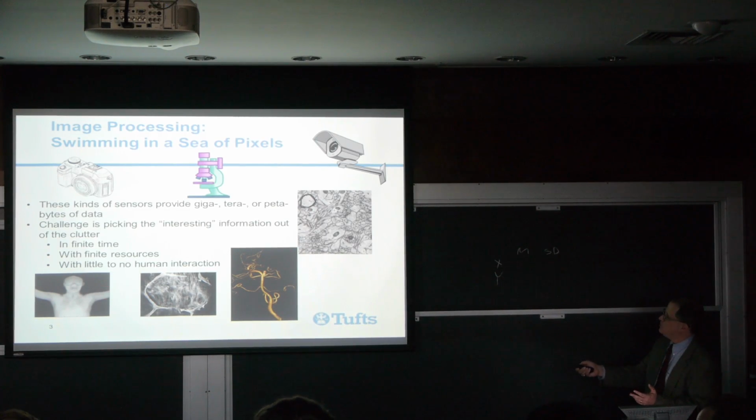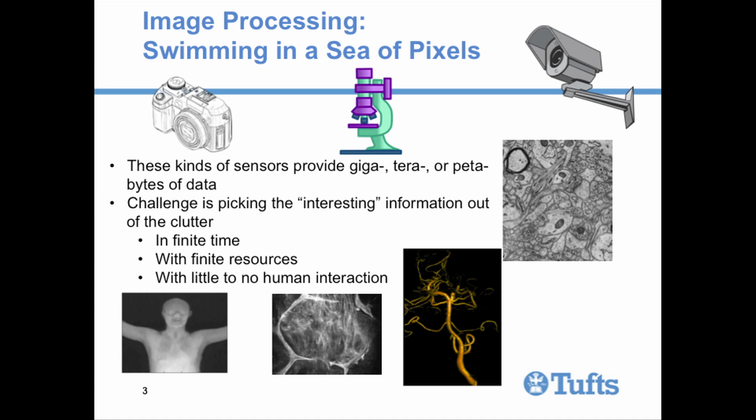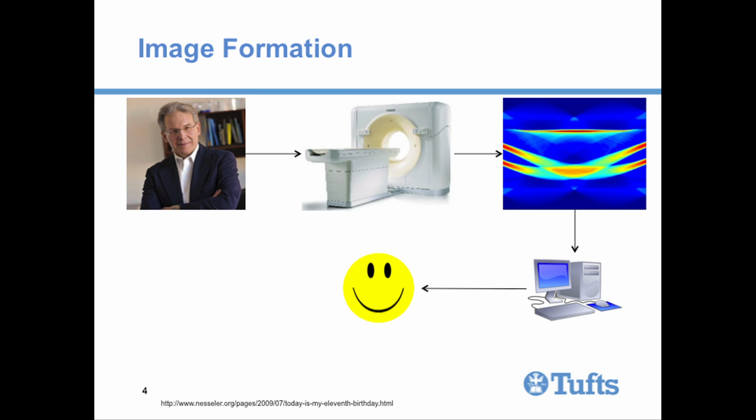So the challenges for these problems and other problems are really how can you extract interesting information in finite time with finite resources and with little or no human interaction. So how can we get a computer to sort through this mess and come up with things that are salient or interesting? That's, in some sense, one of the fundamental image processing problems. A separate set of problems is more image formation.